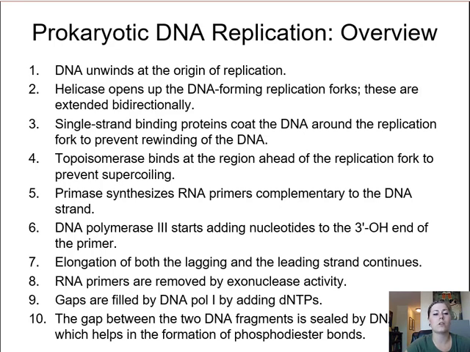DNA polymerase III will then come in, and it will add nucleotides to the open hydroxyl group that is on the 3' location of the 5-carbon ring at the end of the primer. Elongation of both the lagging and the leading strands will continue. RNA primers will then be removed by the exonuclease activity. Gaps will be filled in by DNA pol 1 by adding NTPs like ATP, GTP, TTP, or CTP that add energy to drive the polymerization.